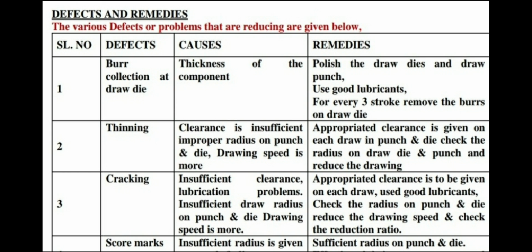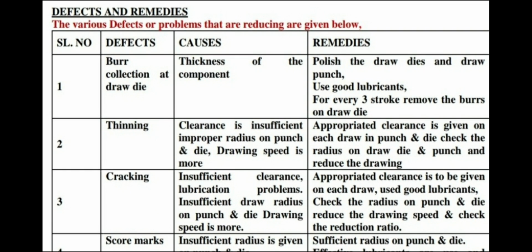Then thinning. So clearance is insufficient or improper between the punch and die. Improper radius on punch and die. And if drawing speed is more, then you will get the thinning. So appropriate clearance is given on each draw punch and die. Check the radius on draw die and punch and reduce the drawing speed.